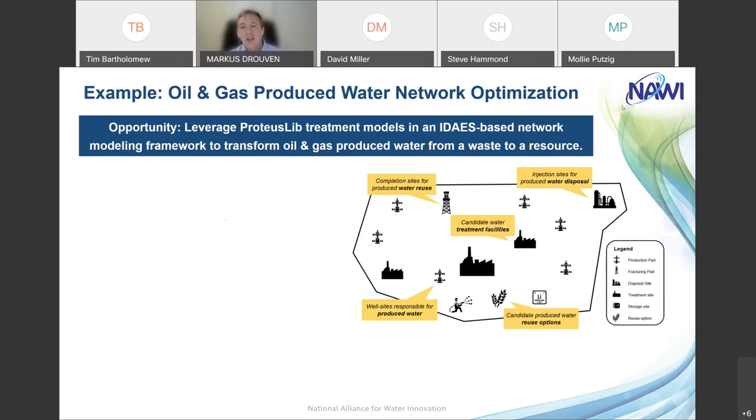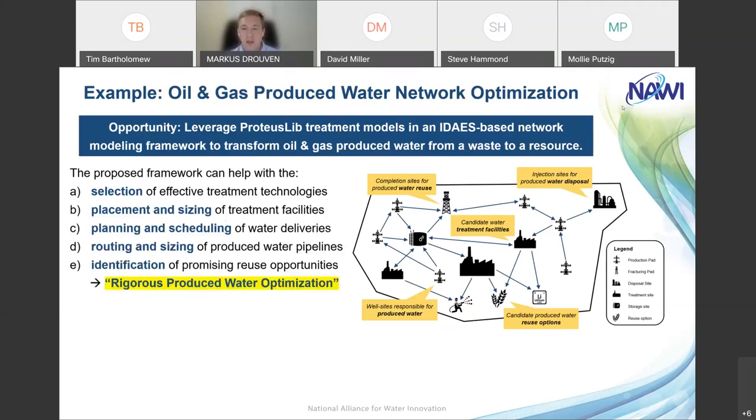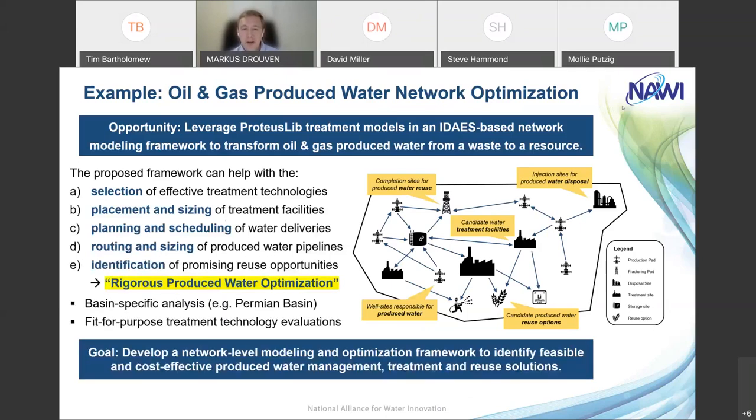So the key challenge, though, is that we have to look at these problems from a network level perspective and consider all of the options that are available to us. And we're confident that ProteusLib can help us build a framework to accomplish just that. So the takeaway message here is that we're hopeful that we can use the framework to build a tool set that can help us identify produced water management, treatment, and reuse solutions that are not just cost effective, but also environmentally sustainable.